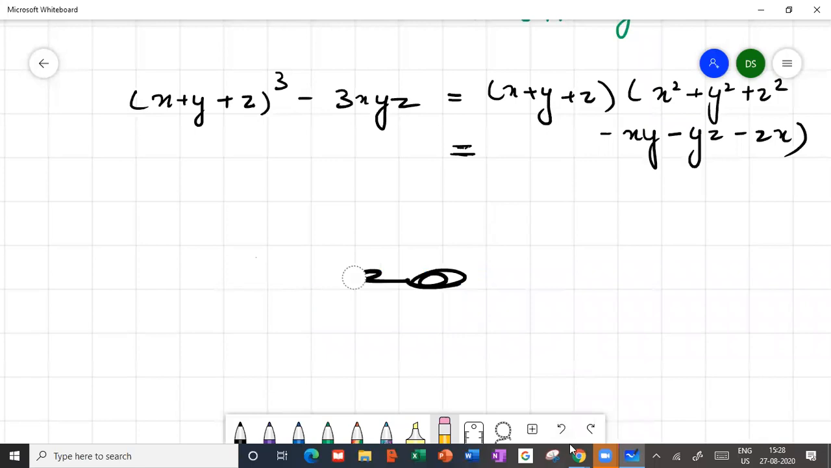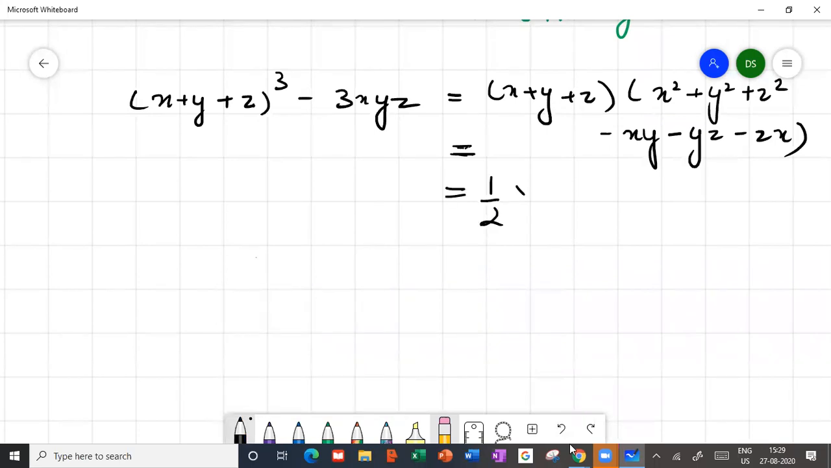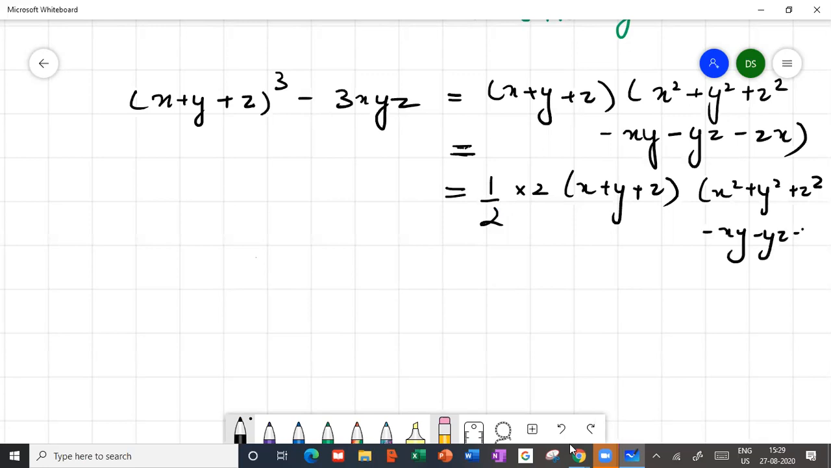Oh, my board is really lagging today. Okay. So what I'm saying is this: half into 2, x plus y plus z, 2 into x square plus y square plus z square minus xy minus yz minus xz. Correct? So now just leave the half as it is and multiply the 2.